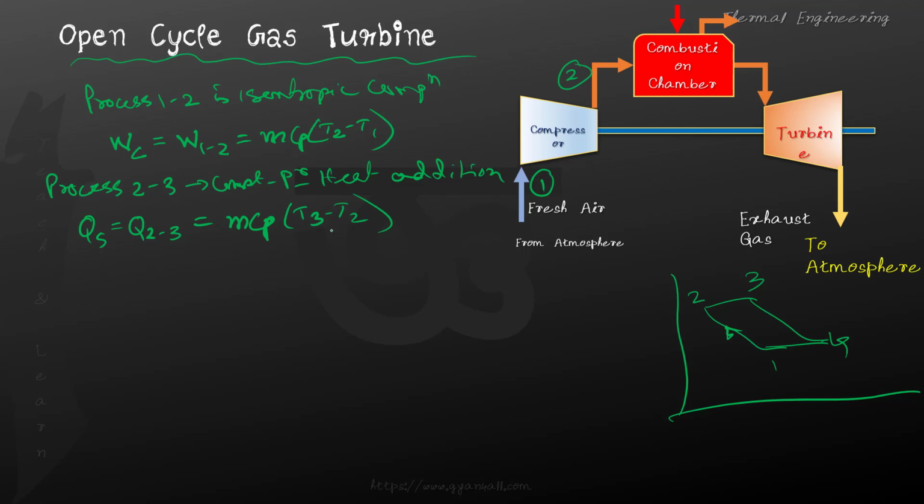Now come to the turbine. What is the process? Just a minute. So M, what is M? Mass of the working fluid. Working fluid, air. That means Cpa, specific heat of air at constant pressure, multiplied by (T2 minus T1). Similarly, in this case, heat supplied is equal to how much? Ma will be, right?